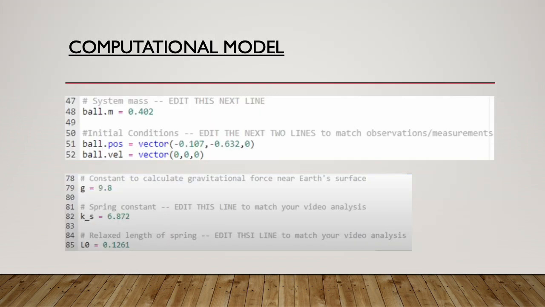In my computational model, which I built from my Tracker analysis, I took the data points, put them into Excel, saved them as a CSV file, and uploaded them into my code to enable myself to get a graph. As you can see, I have my mass, just as I stated in the previous slide, my position vector, my velocity vector, and then the gravity on Earth, which is 9.8, and then the spring constant and the relaxed length that I calculated.